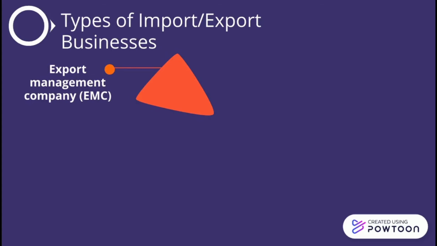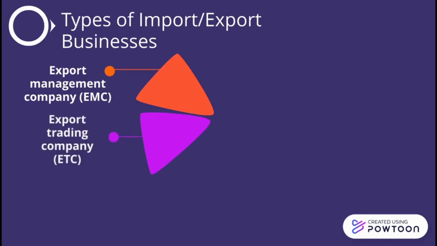Export Trading Company or ETC. While an EMC has merchandise to sell and is using its energies to seek out buyers, an ETC attacks the other side of the trading coin. It identifies what foreign buyers want to spend their money on and then hunts down domestic sources willing to export.